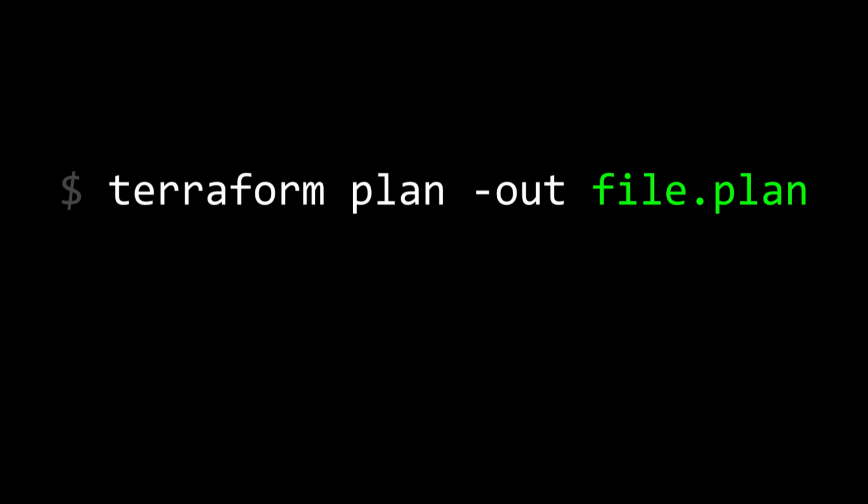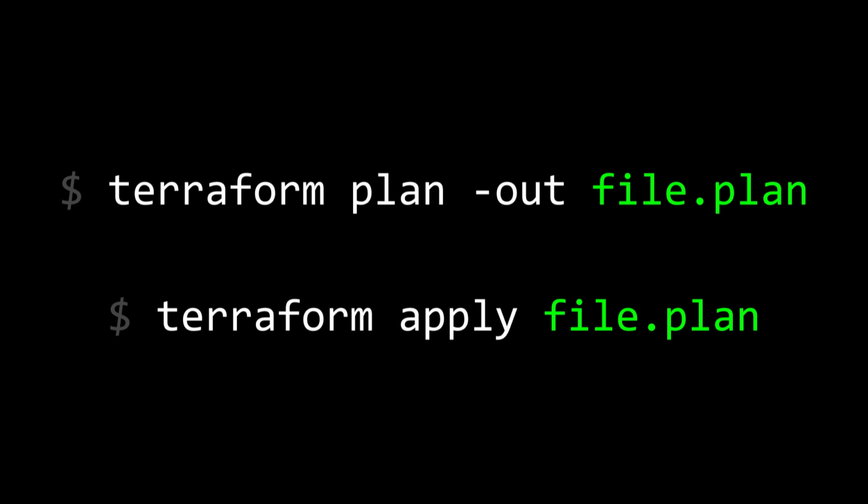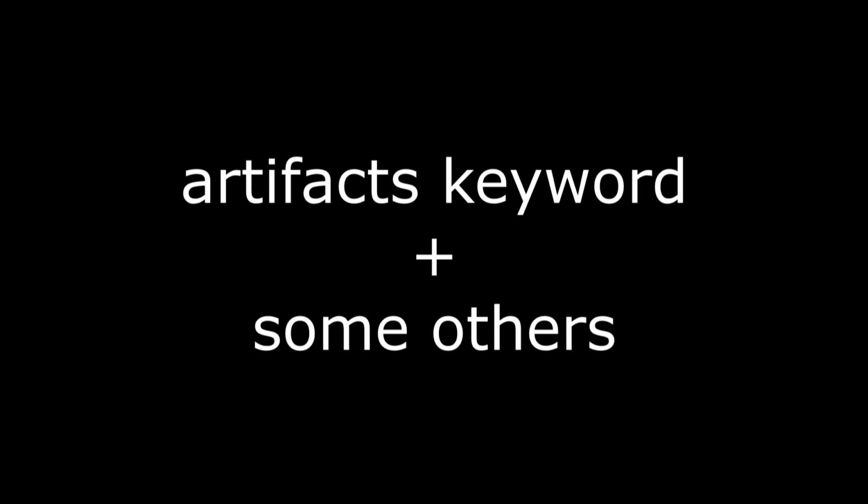So let's say that we have two environments, dev and prod. We want to run the terraform plan command, and if everything is all right, we want to run terraform apply, and it should apply changes from the plan only. We need to save a file from the plan command and use it later in apply. For this, we can use the artifacts keyword. We will also use some other keywords.